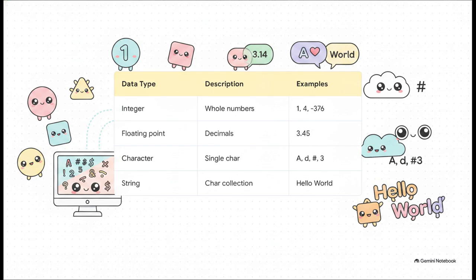Then there are floating point numbers. That's how we handle decimals, like 3.45. Next up, characters. These store a single value, like the letter A or a hash symbol. And finally, strings. A string is just a collection of characters shoved together, like the phrase, "Hello world." By assigning these types, the computer knows exactly how to handle the information.